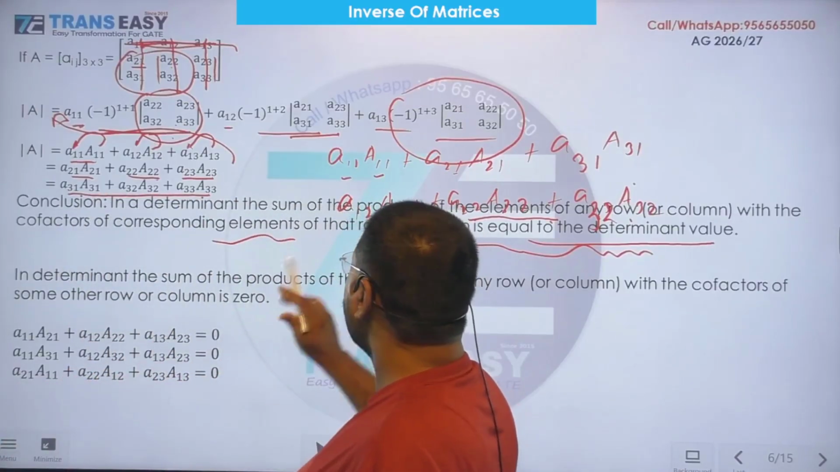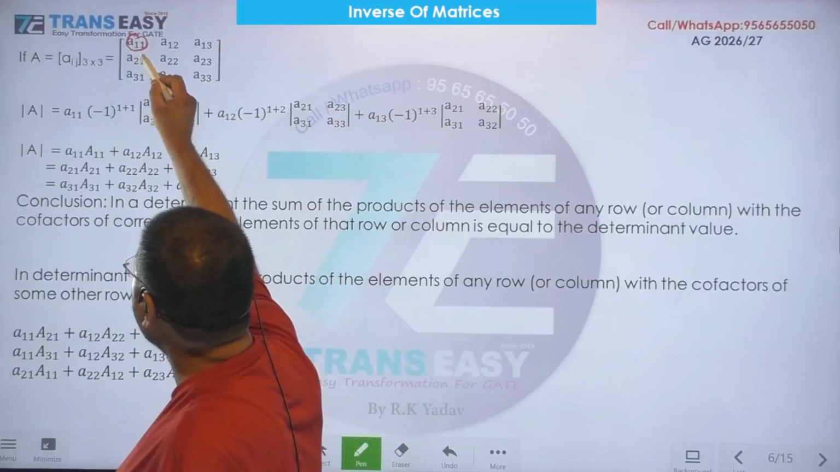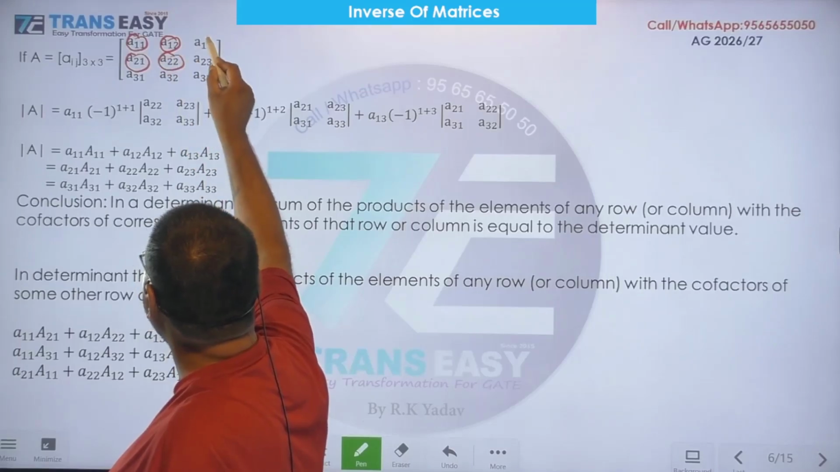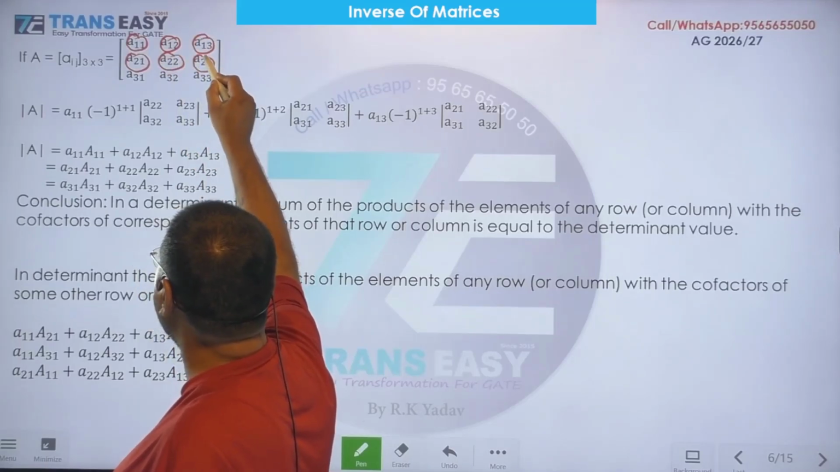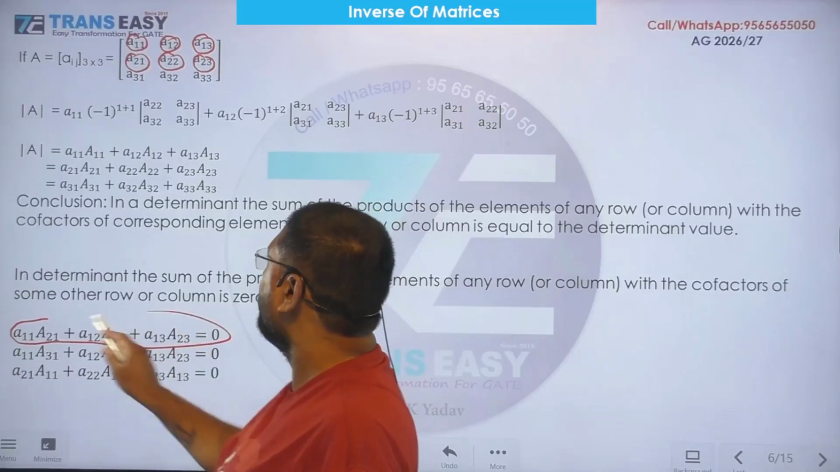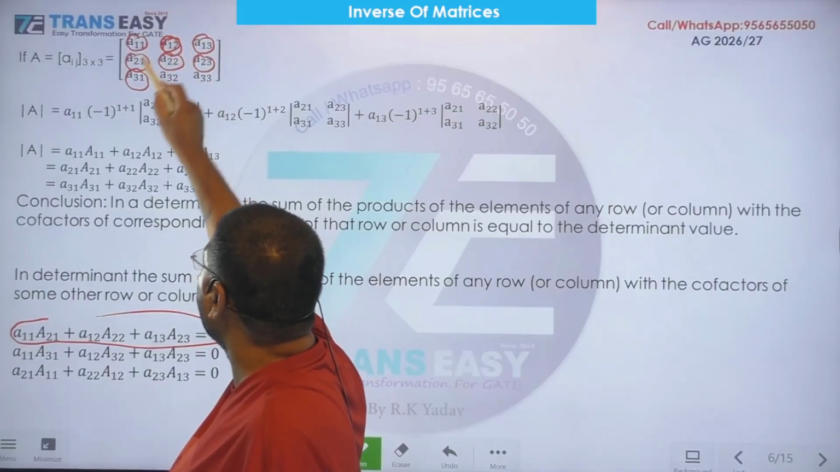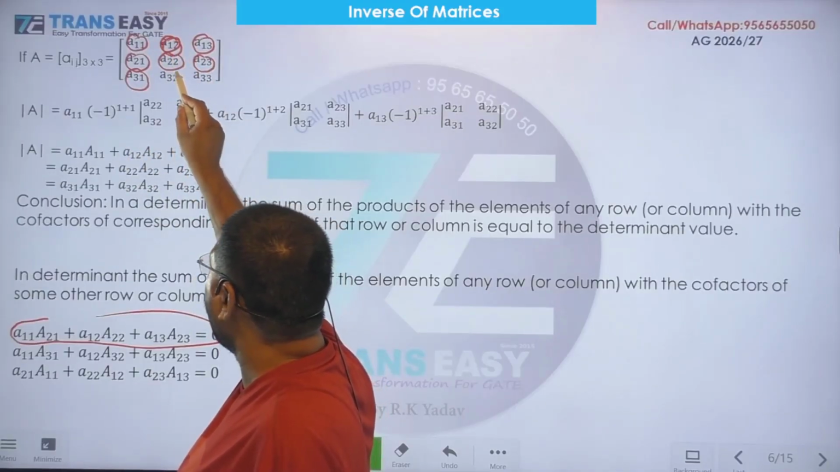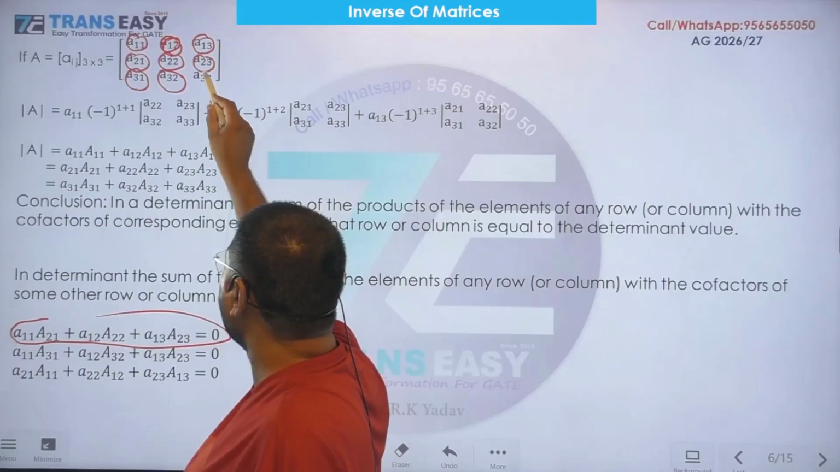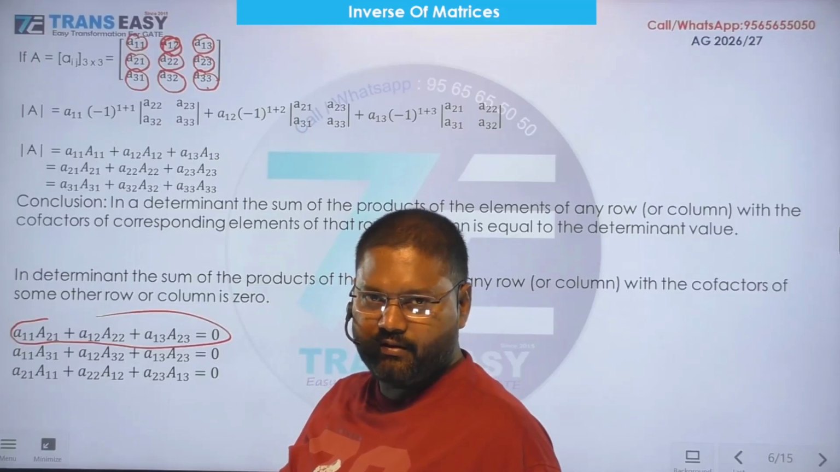But this element multiplied by cofactor of this element plus this element multiplied by cofactor of this element plus this element multiplied by cofactor of this element gives zero value। A11 into cofactor of A31 plus A12 into cofactor of A32, A13 into cofactor of A33, this will give zero value। बात समझ में आया?